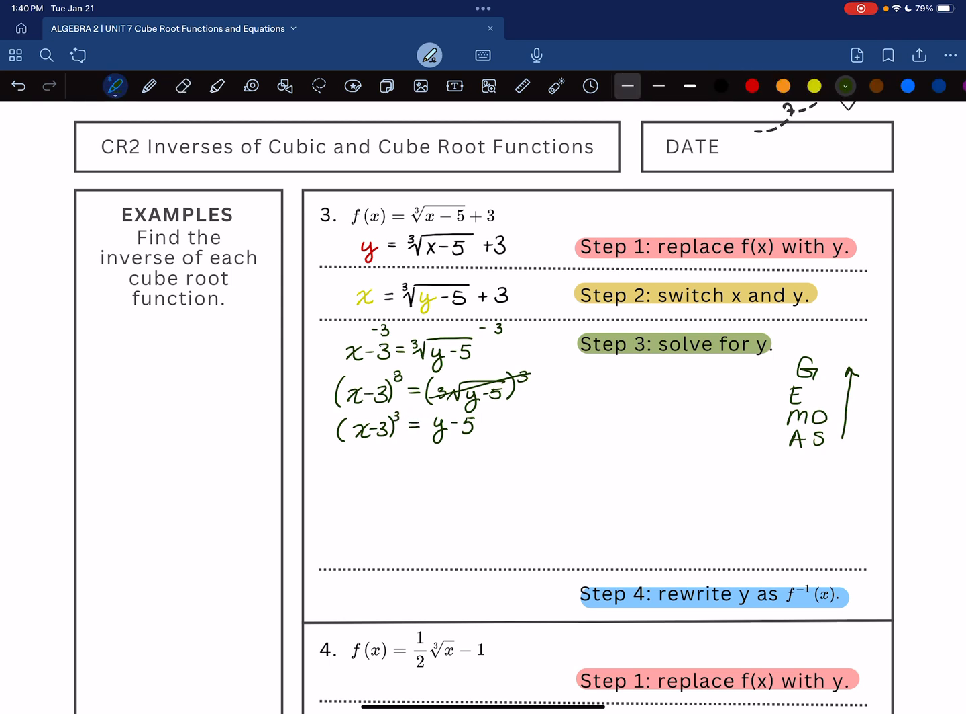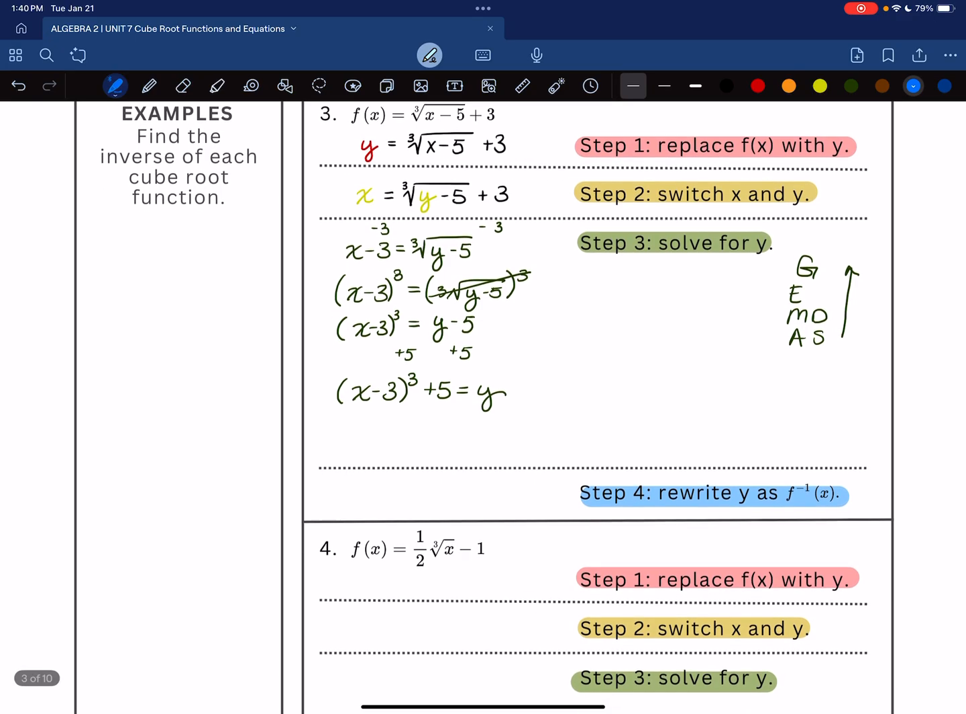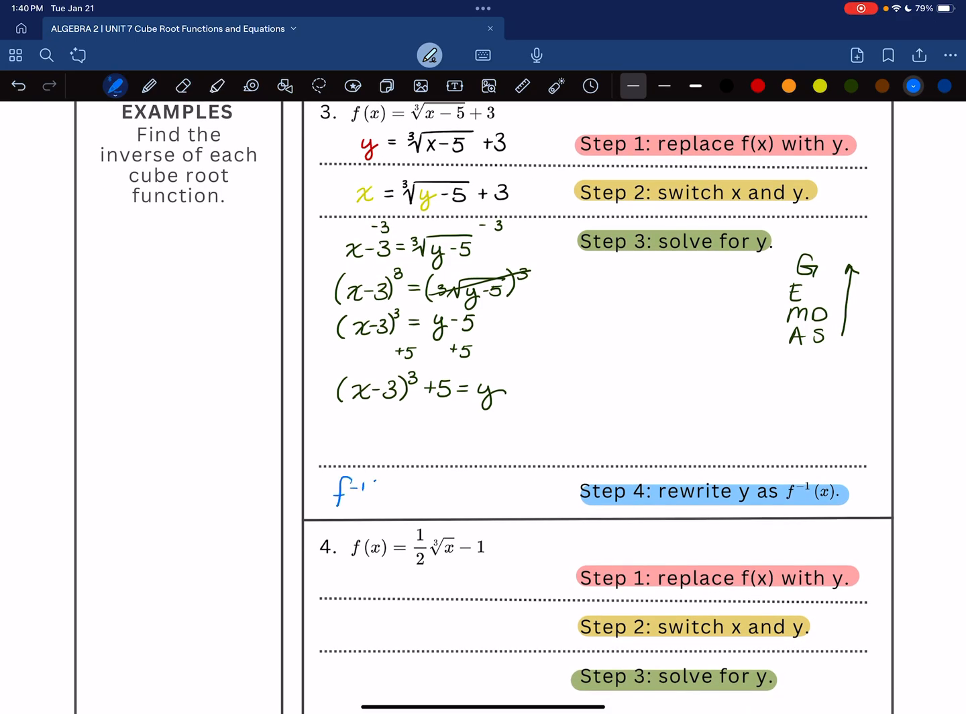All right, one more step. To undo subtracting 5, we will add 5 on each side, giving us the quantity x minus 3 cubed, and then plus the 5 is what y equals. So we'll write our final statement as f inverse. So we know that this is a function that is the inverse of an original function called f. And it is the quantity x minus 3 cubed plus 5.